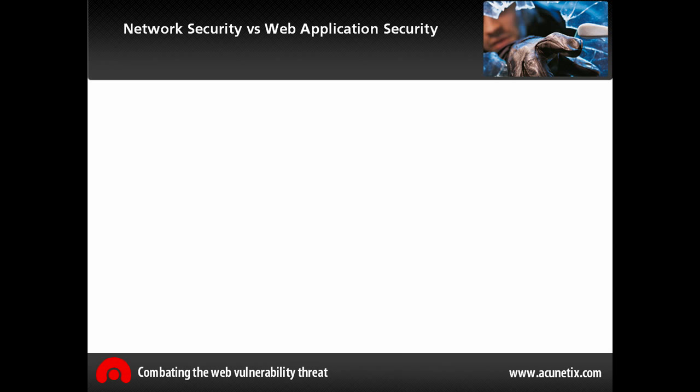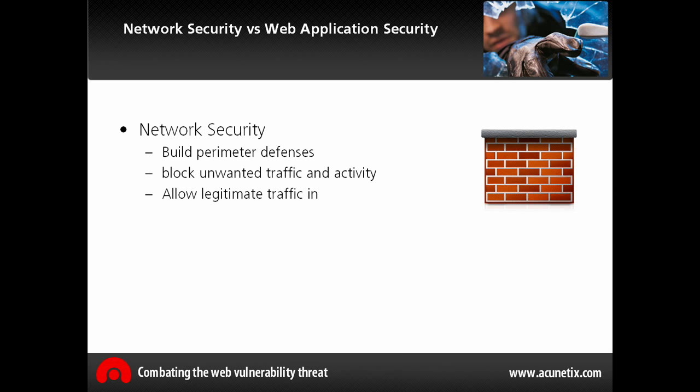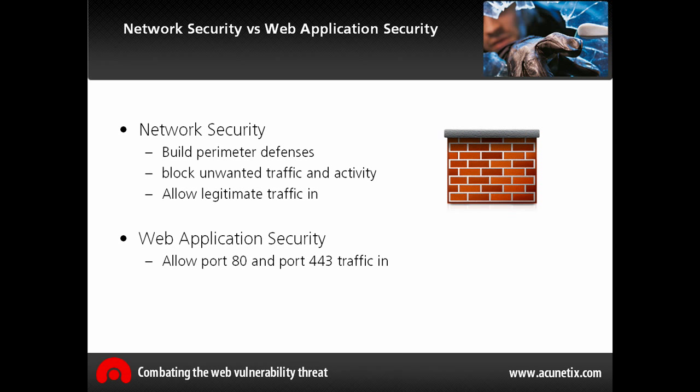So let's start by having a look at the difference between network security and web security. In network security, you can build perimeter defenses to block unwanted traffic off your network and allow legitimate traffic in. This can be achieved by using tools such as network firewalls. With web application security, things are a little bit different. You have to allow all traffic on port 80 and port 443 in and hope that everyone plays by the rules. Unfortunately, in today's world, this is not the case.